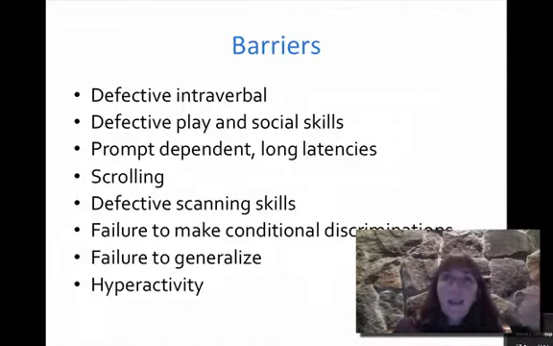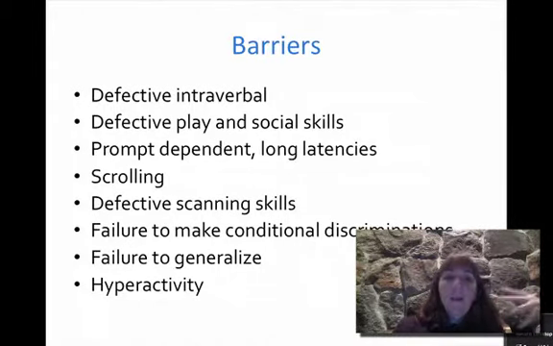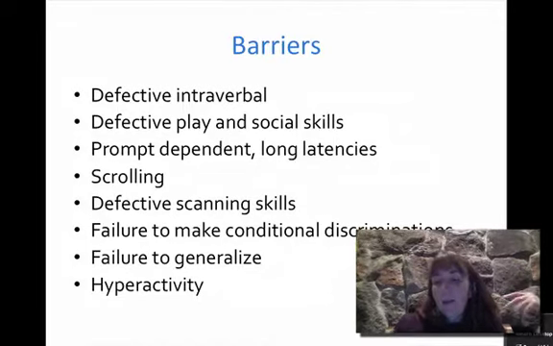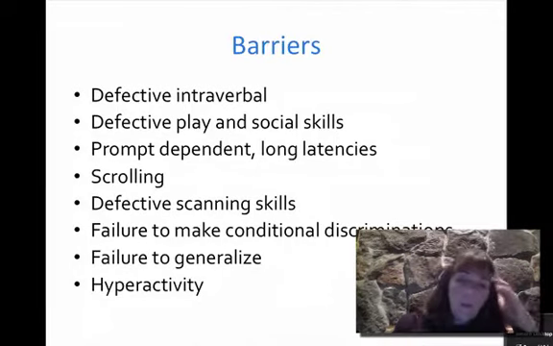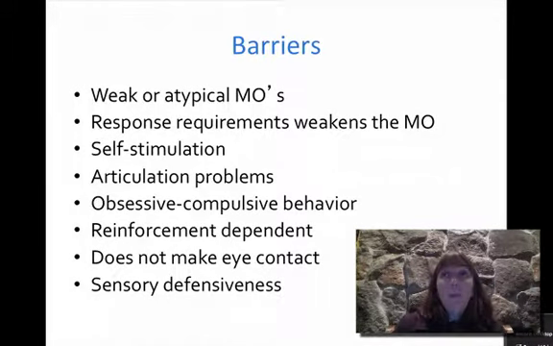But when somebody can't scan well, it's going to affect all kinds of cognitive skills and all kinds of communicative skills. Failure to make conditional discriminations. To what extent can they process language and take in multiple descriptors of a question? Failure to generalize, obviously, endemic to autism. Hyperactivity. Weak or atypical MOs.